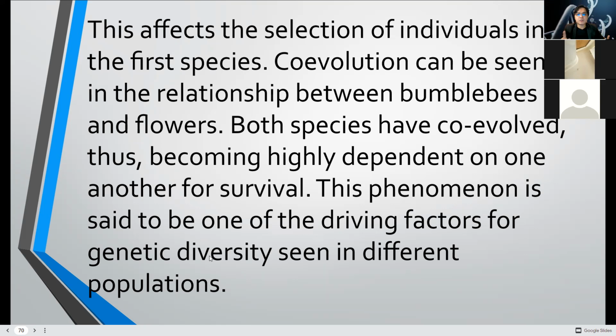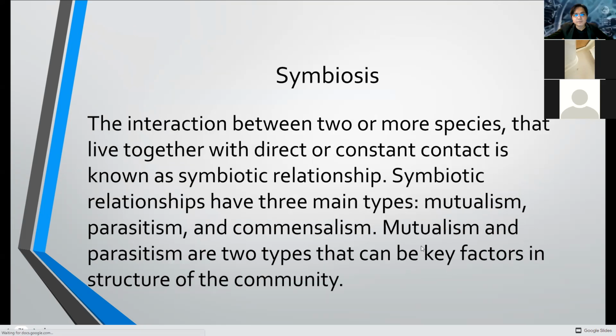They need to co-evolve. They need one another for survival. Let's move now to symbiosis. What's with symbiosis? Symbiotic relationship, symbiosis.